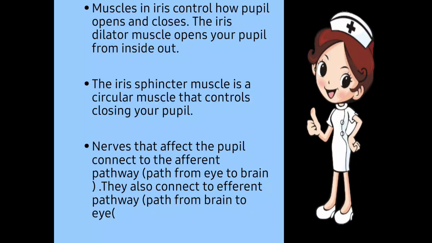Iris sphincter muscles are the circular muscles that control the closing of the pupil. Sphincter muscles help in closing the pupil, and the dilator muscles help to open the pupil. In this way it changes its shape.